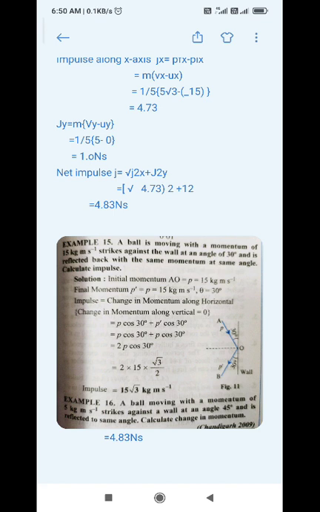Another example: a ball moving with a momentum of 5 kg meter per second strikes a wall at an angle of 45 degrees and is reflected the same way. This question is similar to the one we have done, so that will be for you to try.